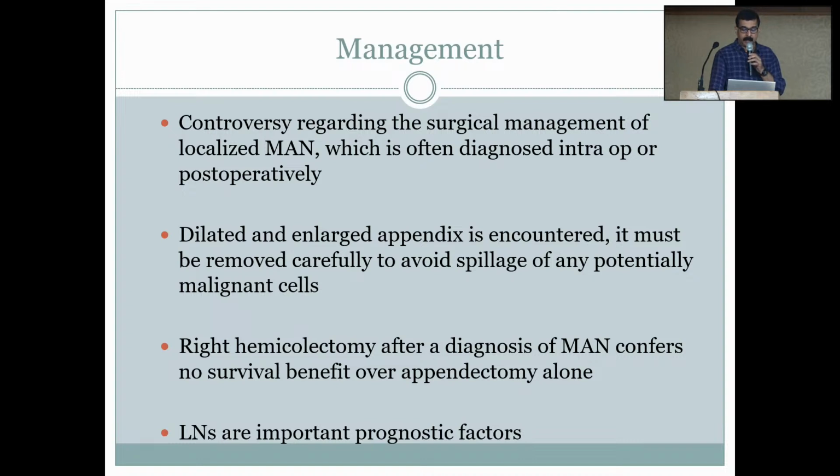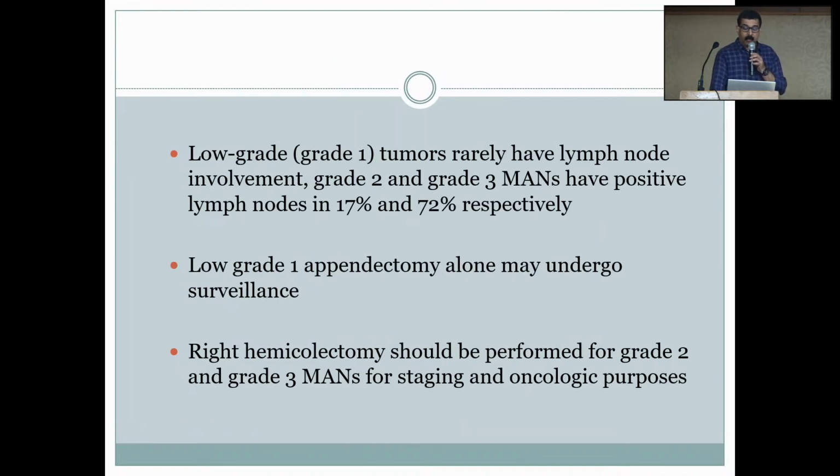So I'll come to it. For many of the neoplasms, a simple appendicectomy or other related procedures will suffice for management. And of course, for some of the tumors like mucinous adenocarcinomas and goblet cell carcinomas, lymph nodal metastasis is an important prognostic factor. Low-grade tumors rarely have lymph node disease, so LAMN doesn't usually spread to the lymph nodes. But grade 2 and grade 3 tumors have a greater predilection for lymph nodal spread, of around 17% and 72% respectively.